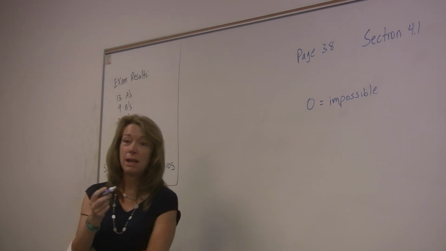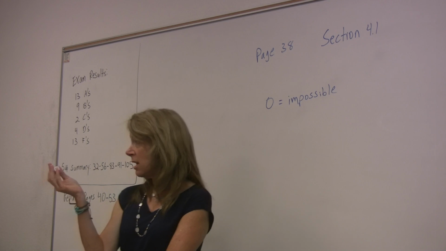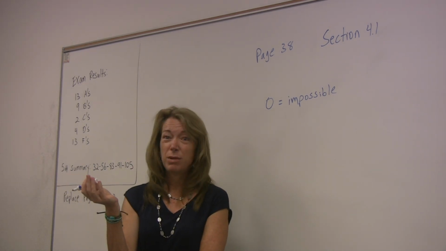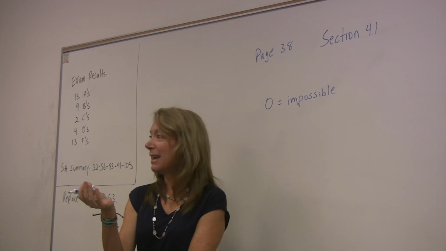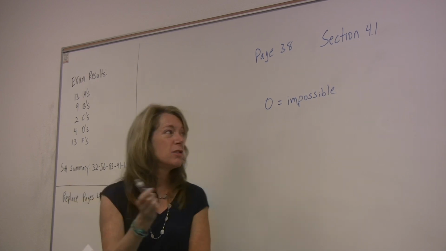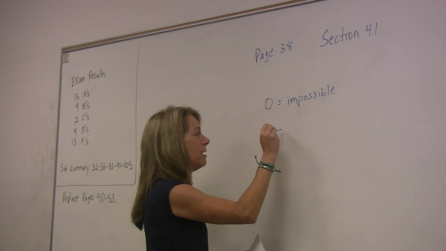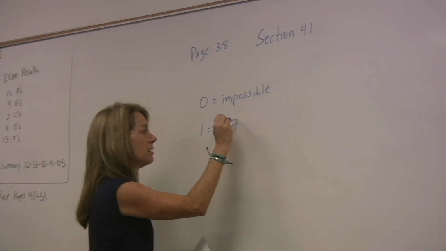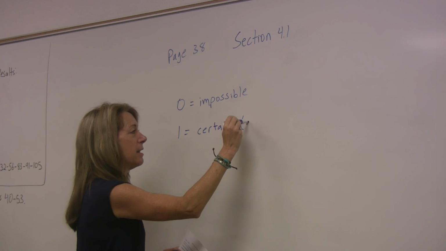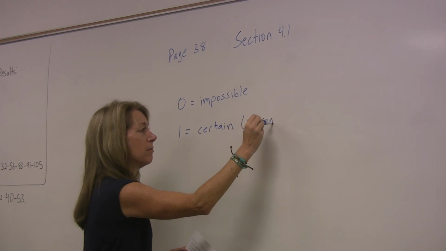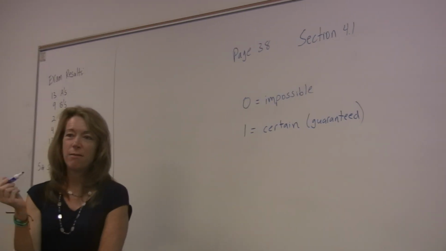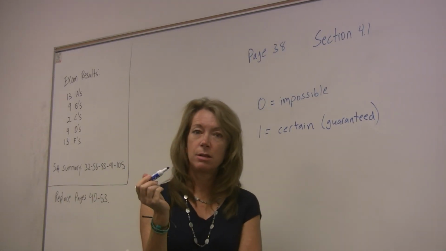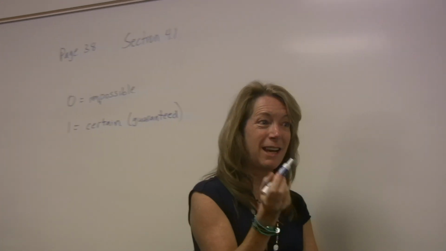0. The probability that you won the lottery yesterday? 0. Pretty sure it's 0, unless somebody has some big news for us, right? 0. It didn't happen, unlikely. 0 is impossible. So that's the most extreme, and 1 means it's certain. Certain, like it's spelled. I like to think of it as guaranteed. The probability that I have a blue pen in my hand right now is 1. We're guaranteed I have a blue pen in my hand right now.